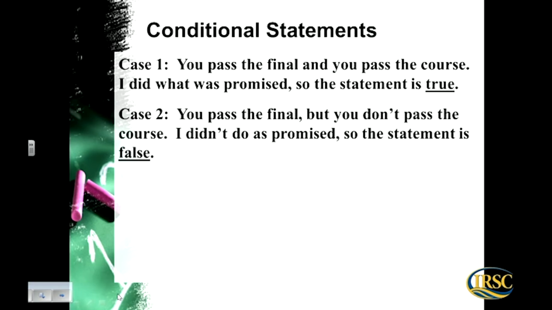Case 2, you pass the final, but you don't pass the course. But wait, I told you that if you pass the final, you would pass the course, and that didn't happen. So I broke my promise, and therefore the statement is false. The if part happened. The if part was true, and somehow the then part was false, and so that makes the statement false.